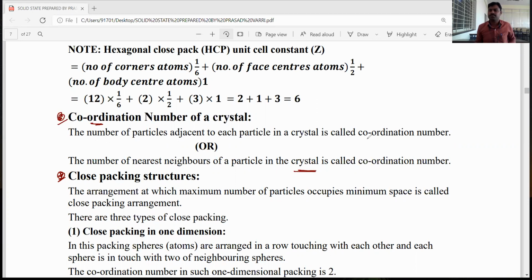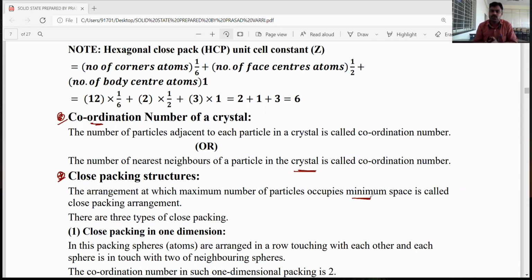What is the meaning of close packing arrangement? Close packing arrangement means the maximum number of particles occupied in minimum space. If the available space is very less but more particles are present, then automatically the particles are very close. That is known as a close packing arrangement. This kind of close packing arrangement is present in solids compared to gases and liquids. That's why solids have definite geometry and definite volume.